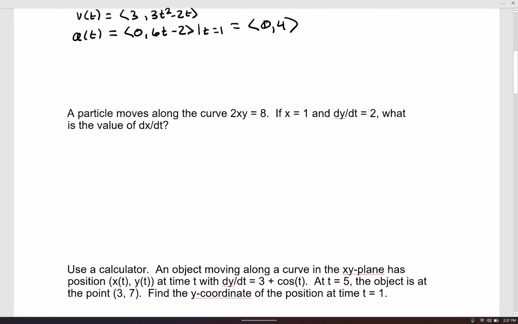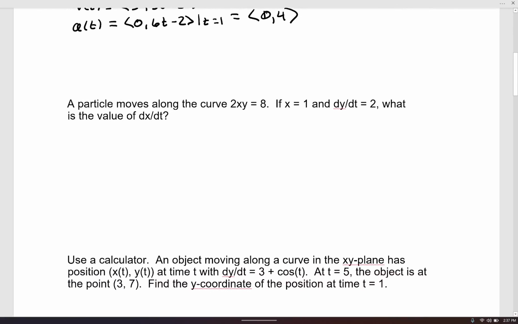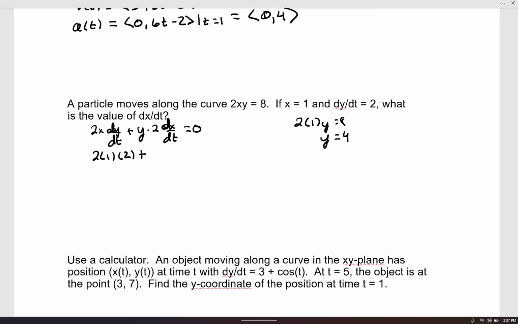The particle moves along the curve. If x is 1 and dy/dt is 2, what is the value of dx/dt? So let's take the derivative. First times the derivative of the second plus the second times the derivative of the first with respect to t is equal to 0. So we know x is 1, 2 times 1. They tell us dy/dt is 2. We don't know y, but 2 times 1 times y is equal to 8. y is equal to 4.